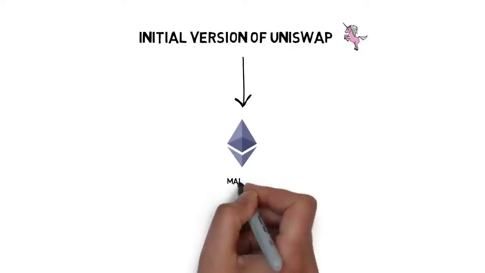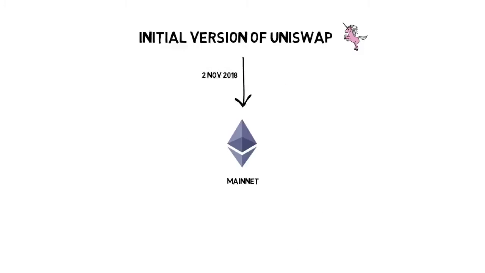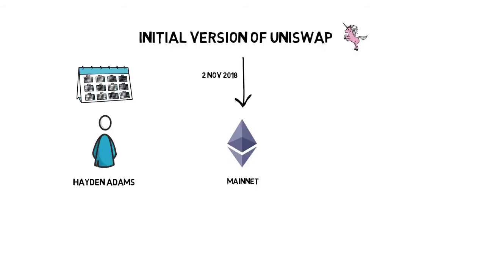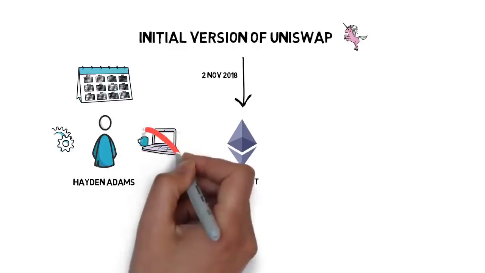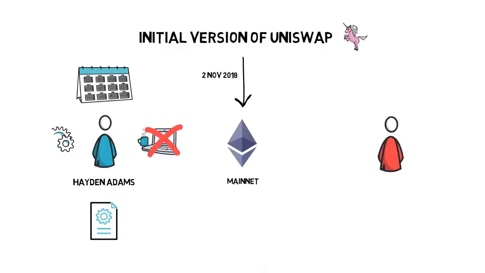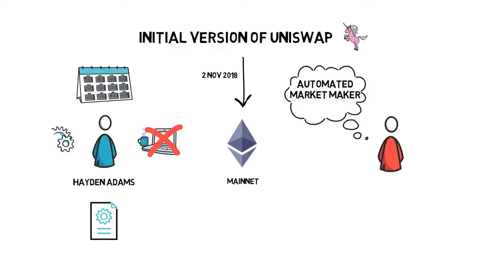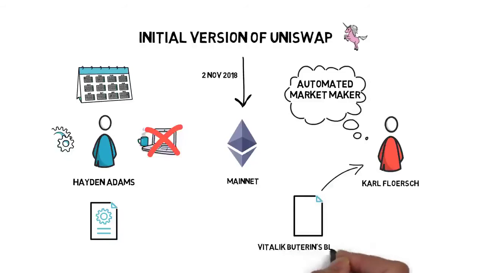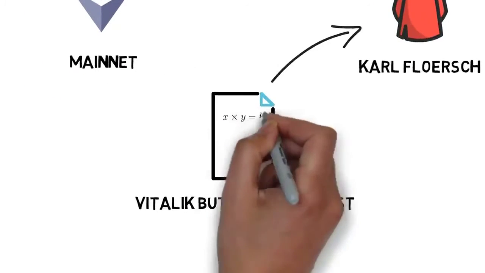The initial version of Uniswap was published to the Ethereum mainnet on the 2nd of November 2018. This was the culmination of over a year's worth of work by its creator, Hayden Adams. What is super interesting is the fact that Hayden, who used to work as a mechanical engineer, started Uniswap without any prior programming knowledge. He learned how to write smart contracts while working on the initial version of the Uniswap protocol. The initial idea for implementing an automated market maker came from Hayden's friend, Karl, who was impressed by one of Vitalik Buterin's blog posts describing a theory behind a constant product market maker.